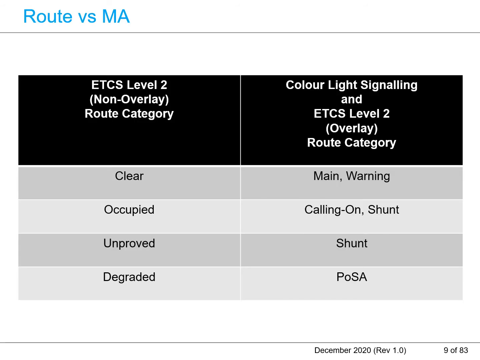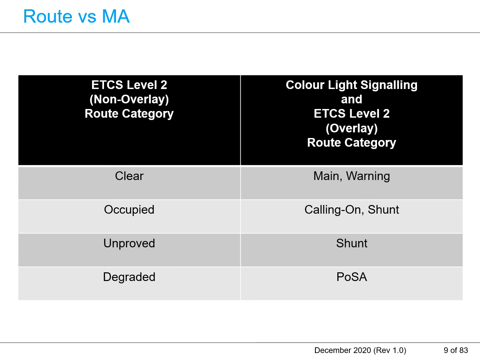The route category for ETCS Level 2, non-overlay configuration, differs from the color light signaling system. The ETCS Level 2, overlay configuration, retains the trackside signals. Therefore, the route category of the color light signaling system applies to the ETCS Level 2 overlay.